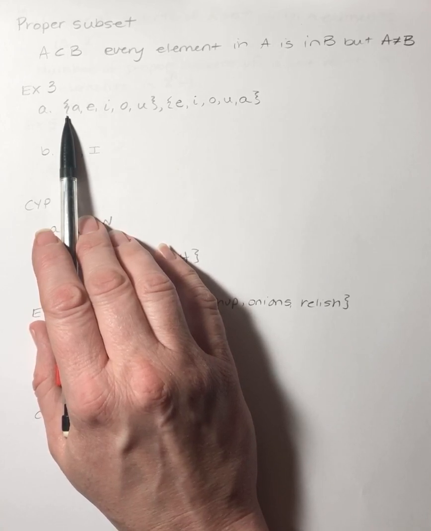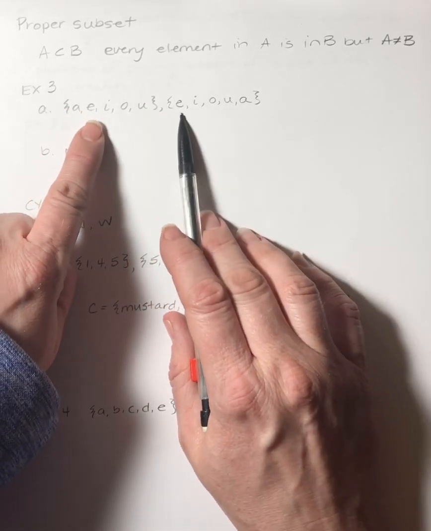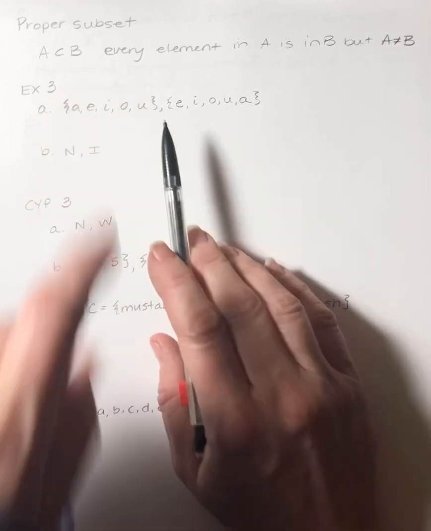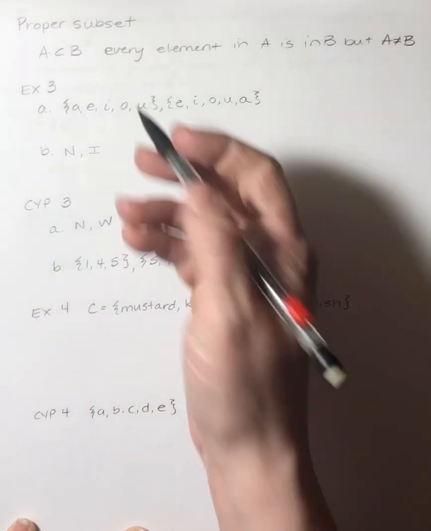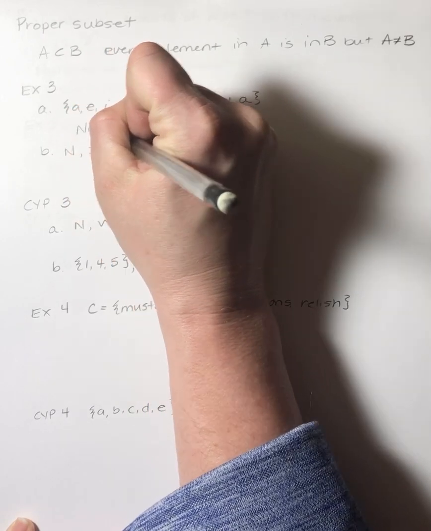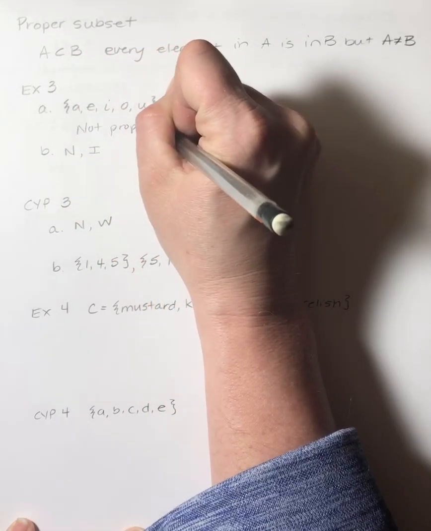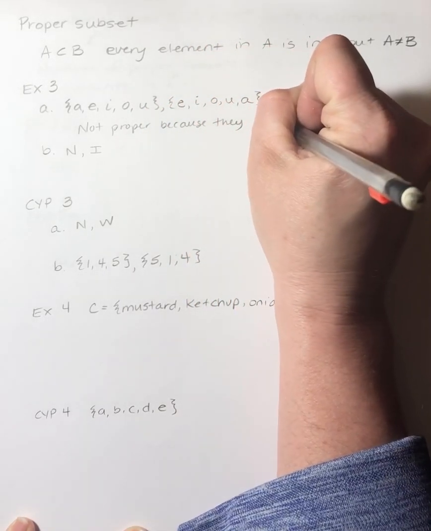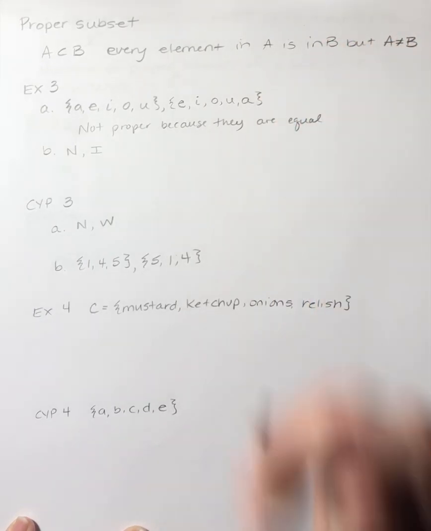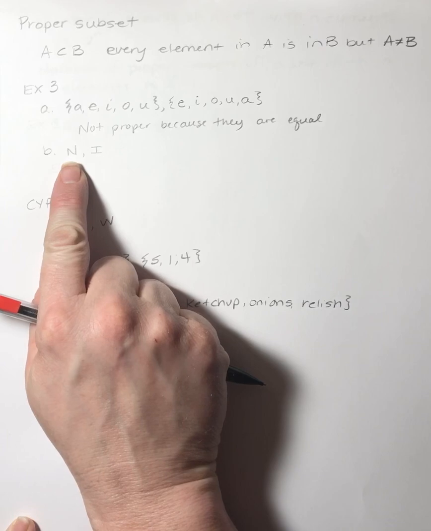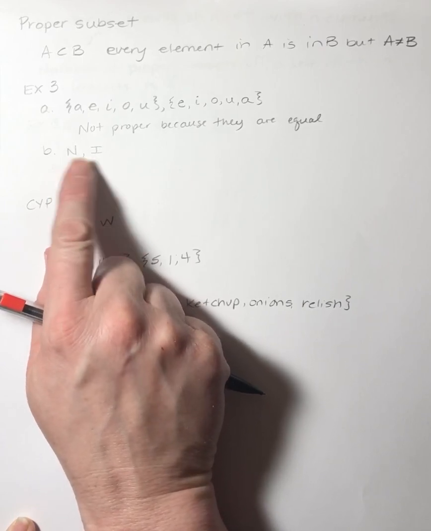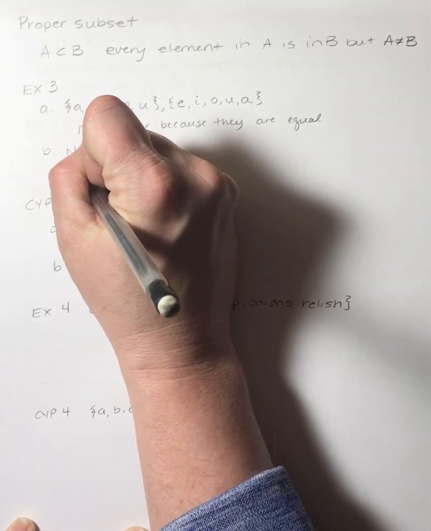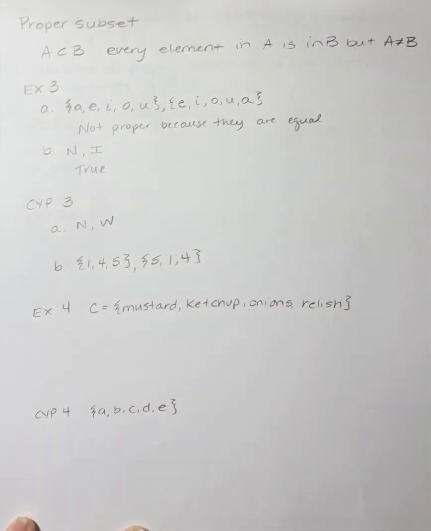For each of the following, determine if the first set is a proper subset of the second set. So A, E, I, O, U. This is not a proper subset because they are equal. Is the set of natural numbers contained in the set of integers? Yes, and they're not equal, so this is true. It's a proper subset. Okay?